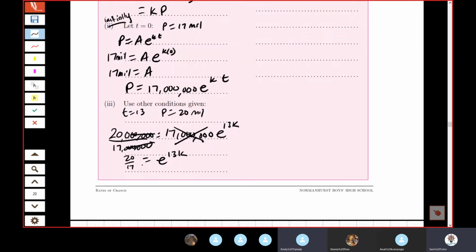I have to do ln on both sides. Yes, so you ln both sides. Oh, I'm liking this. ln of 20 on 17 equals 13k. Finish it off. k equals what? What'd you get in your calculator? 0.0125. Yeah, I got the same. Perfect. All right, let's go back now.